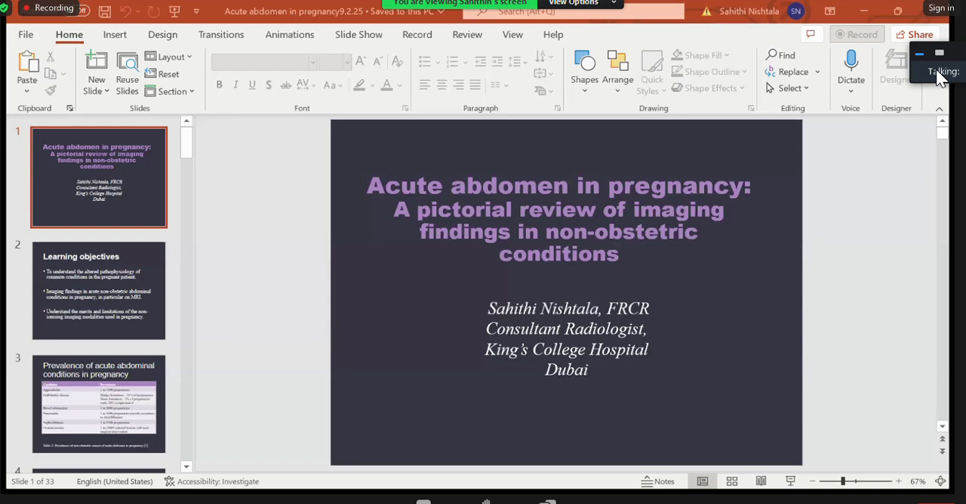guide the management of the patient. The reasons for increased use of imaging in pregnant women are multifold. One of them is that more and more women with comorbidities are getting pregnant. Also, with increased maternal age, previous surgeries and other comorbidities, they are now getting pregnant and are being managed as high risk cases.